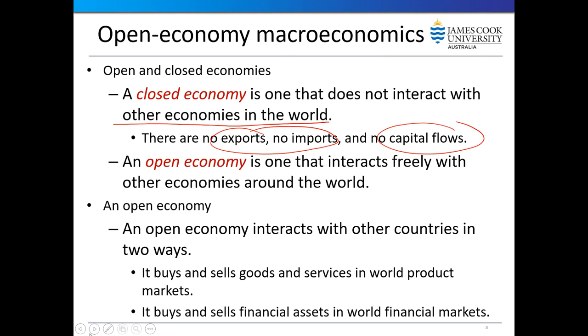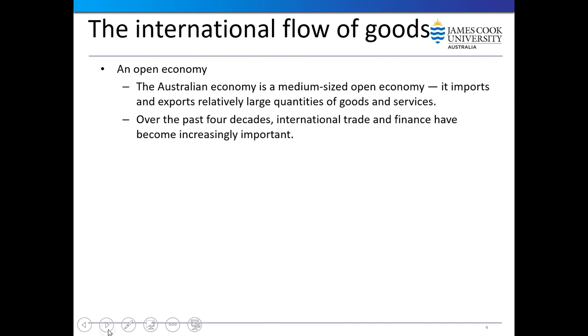The interaction occurs in two ways. The first one is trade: it buys and sells goods and services. The second one is financial assets, investment, capital flows: it buys and sells financial assets in the world financial market. For example, the Australian economy is a medium-sized open economy, which imports and exports relatively large quantities of goods and services.